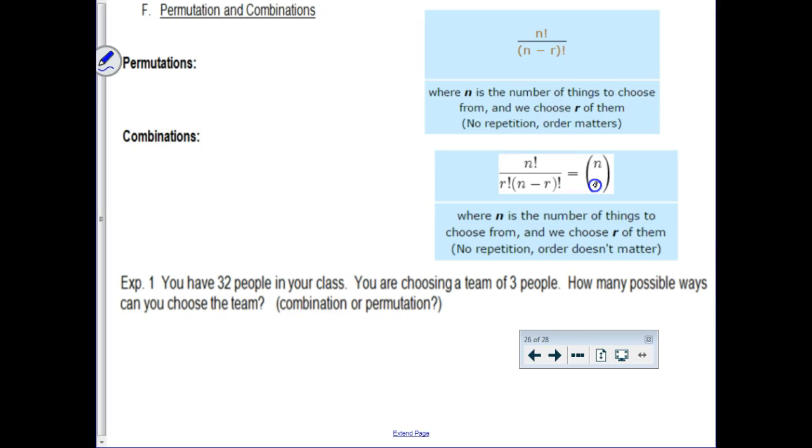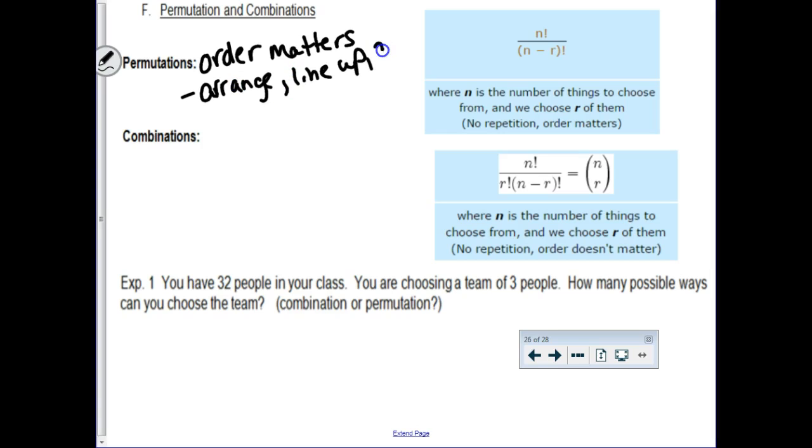All right, now let's get into permutations and combinations. You use a permutation when order matters is usually the phrase that you hear from teachers. You're going to see words like arrange. Whoops, that's not how you spell it though. Arrange. Line up. Assign. Order.